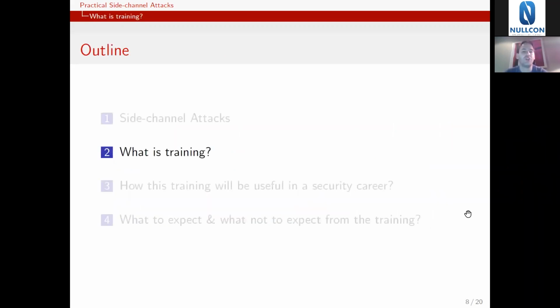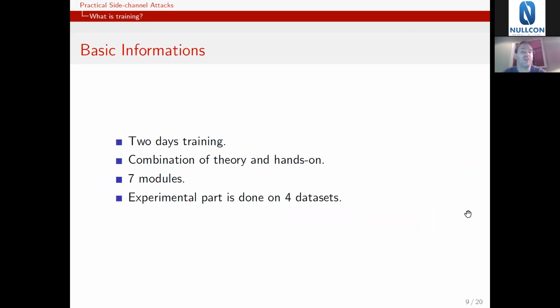So talking about the training, let's discuss what the training is. What are the parts of the training? The training is 2 days, basically 2 full days of work, so quite intensive training, so there will be a lot of work. It's a combination of theory and hands-on. We will talk about the theoretical background, what side channel attacks are, how to do them, and then we will try to really do some attacks. The whole course is divided into 7 modules, and when we do experiments, I prepared 4 data sets for participants to try.